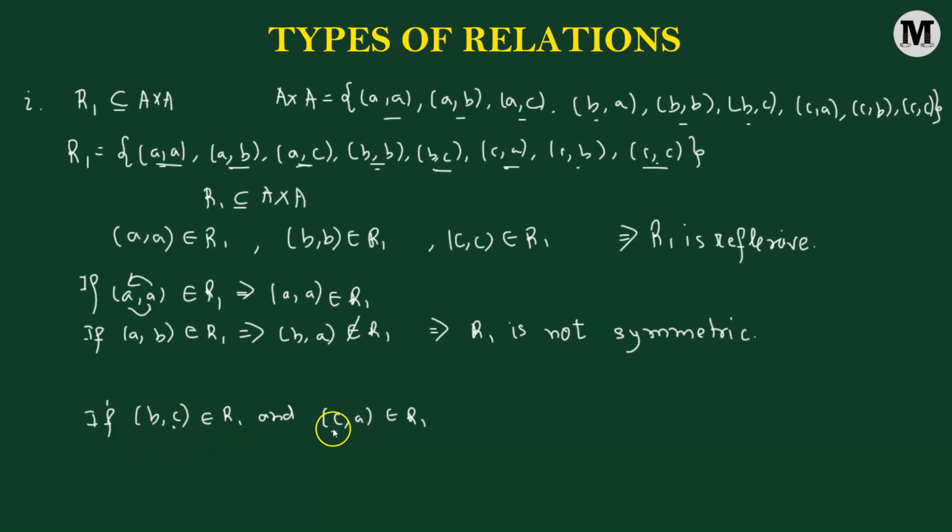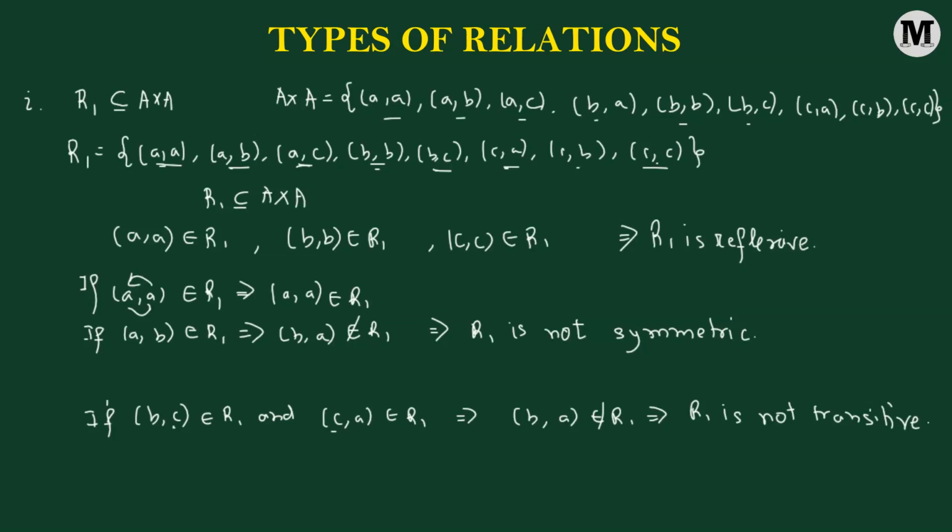So here we have C, that is the same here. So this must imply that B comma A must belong to R1 as well. Now, do we have an element B comma A present in R1? No, that's not present. Since it is not present, this tells us that R1 is not transitive as well. So in this case, R1 is only going to be reflexive. This is a reflexive relation. It's neither symmetric nor transitive.